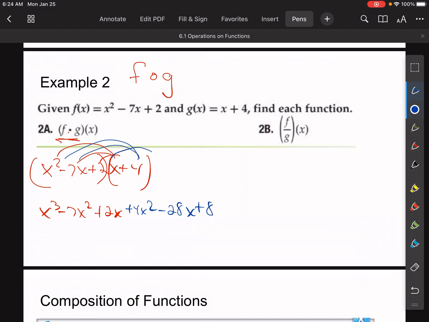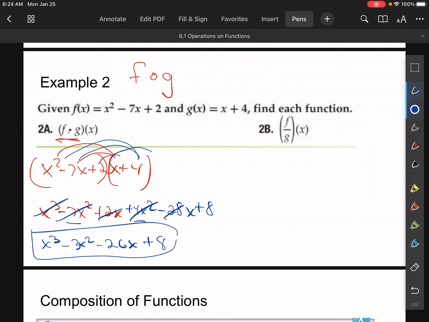Now I'm going to combine like terms. There's only one x cubed term, so I'm going to have x cubed. Negative 7x squared plus 4x squared gives me negative 3x squared. 2x minus 28x is minus 26x, and then plus 8. Okay, so that's that one.